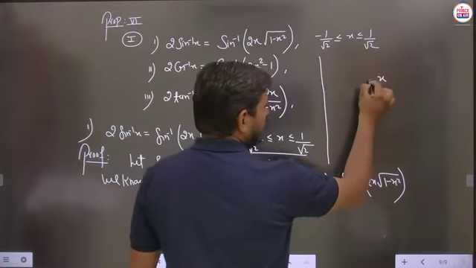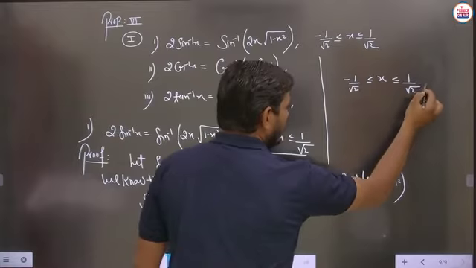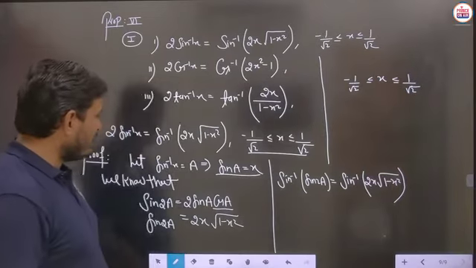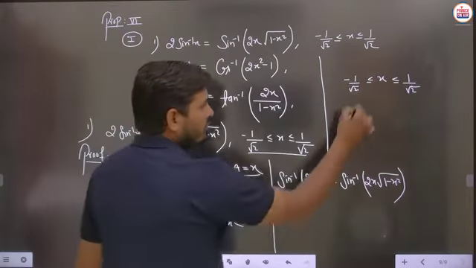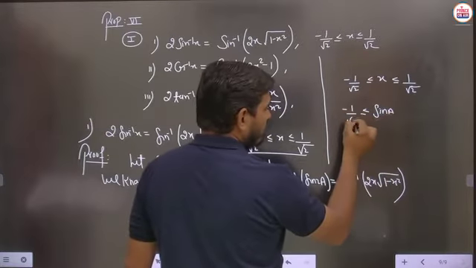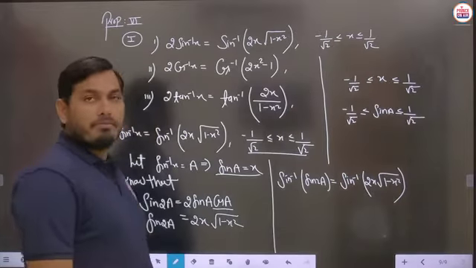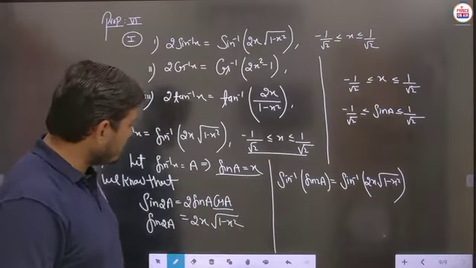Here x will be taken from minus 1 by root 2 to plus 1 by root 2. Now here, what is x? You can check, this x will be taken as sin a. So you can write sin a will be taken from minus 1 by root 2 to plus 1 by root 2. Is it clear?